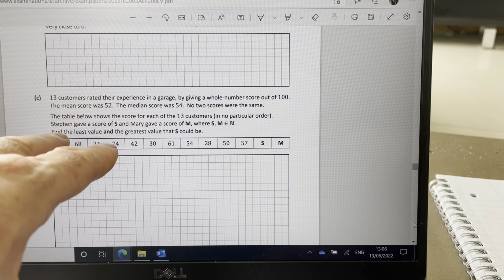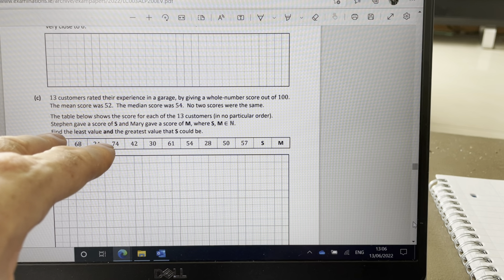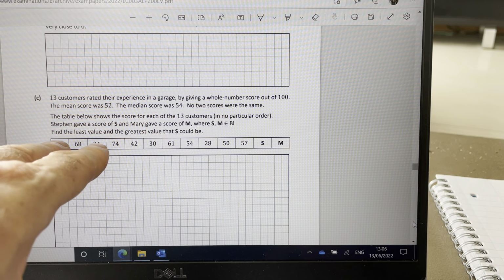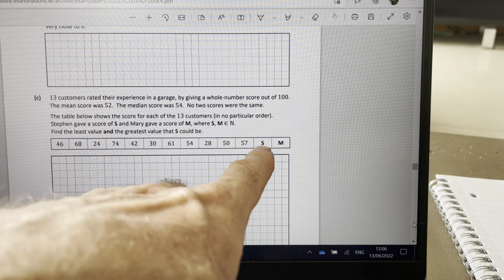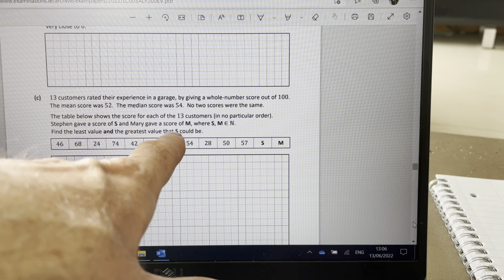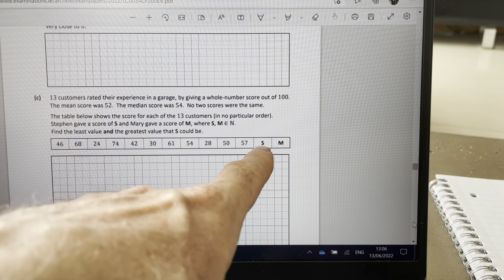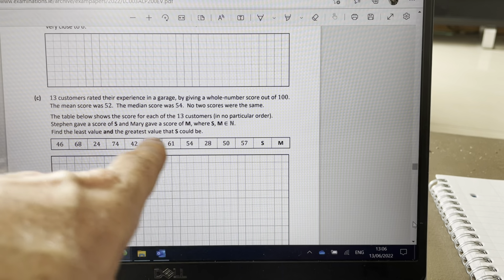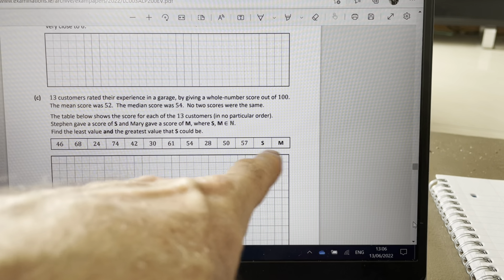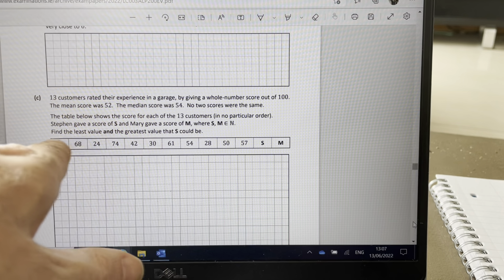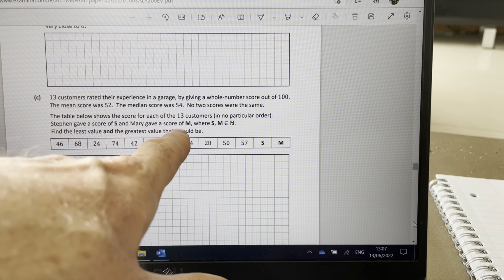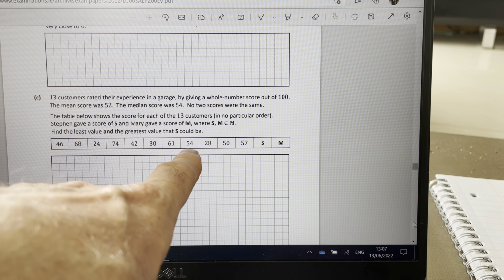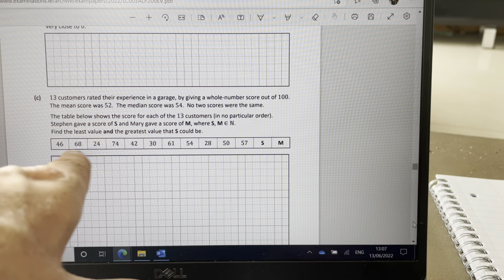13 customers giving a rating in a garage. Okay, so M and S are the ones you don't know. Find the least value and the greatest value that S could be. So that's an interesting one, and again, a bit of a challenge. I'd say the very first thing you have to do is reorder this. Now the question is, how do you reorder them when you don't know these? But you know that the median score is 54, so this one has to be 7th.